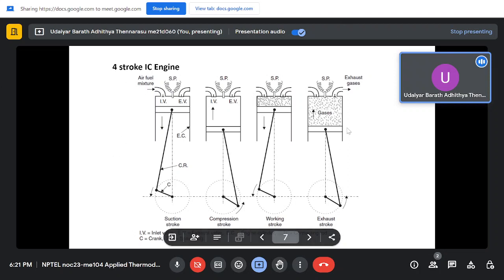But the idea is the same. It's called 4-stroke because there are 4 strokes happening for a cycle to complete: going down, going up, a power stroke for expanding, and then moving up for exhausting. So 4 strokes are happening, and that's why it's a 4-stroke engine. You need two revolutions for a single cycle to complete, out of which there is only one power stroke. So that is the 4-stroke IC engine.